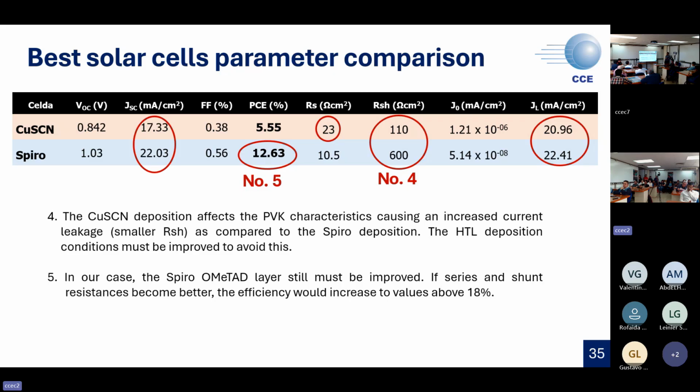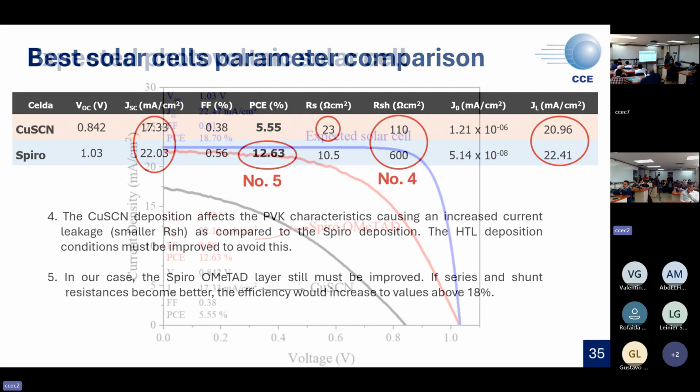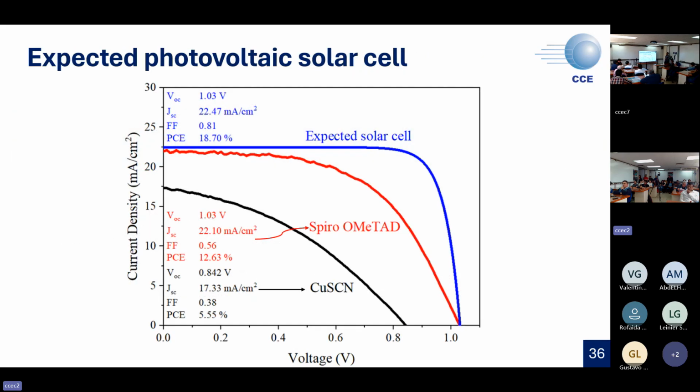In particular, we obtain a power conversion efficiency with the spiro-OMeTAD layer of around 12%, but it is possible to improve this value with a better deposition of the layer. It's important to have better values of series resistance and shunt resistance in order to obtain a better efficiency. According to our analysis, with better resistance values, it's possible to obtain a power conversion efficiency of about 18%.